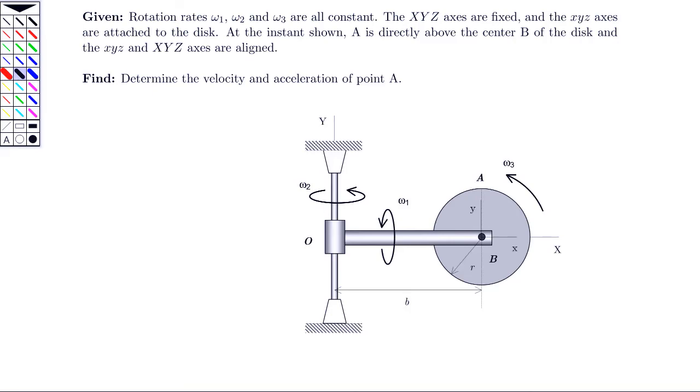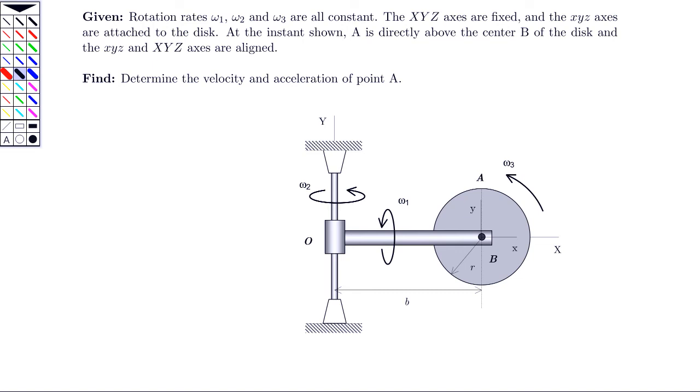In this problem, we've got a disk attached to an arm, and that arm itself is rotating around an axis, as you can see. Now, there is another solution to this video, and in that solution, a particular approach was taken. That is one possible way to solve the problem, but I'm about to show you another possible way to solve it. Before we start with the new solution, let me remind you what the other solution looks like. So let me go ahead and remind you of what that one is like.